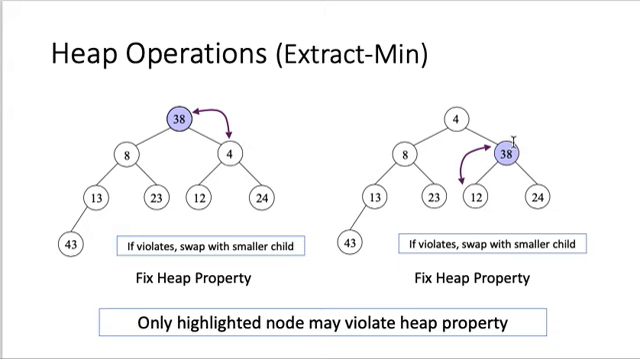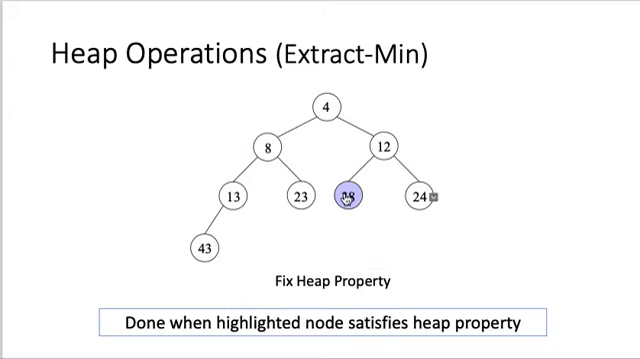After swapping, we get 38 here. And again, these two children are both smaller than this highlighted node. So we choose the smaller of them and swap. After swapping this, we see that 38 doesn't have any children anymore. So we will stop. Actually, we will stop whenever we see that there is no violation. And here, there is no violation at all because there are no children. So we stop.